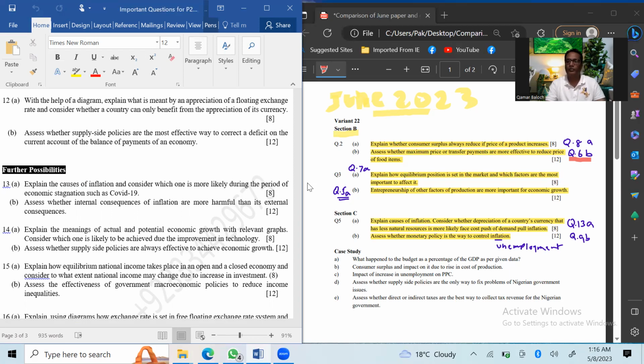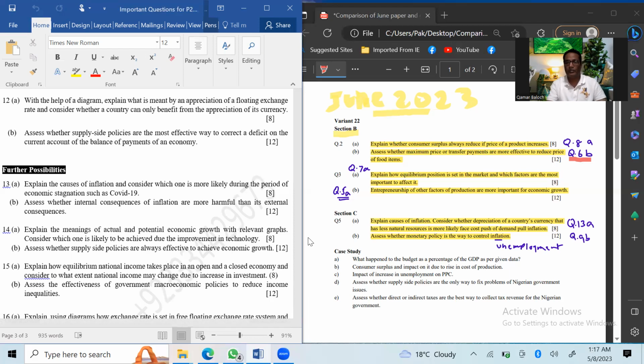So they are more likely to face high cost of production when their currency depreciates. Because when currency depreciates, imports get expensive, and since this country will be more reliant on imported raw material, technology, tools, and everything, it is more likely to face cost push inflation. The next question was: assess whether monetary policy is the only way to control inflation. This question was also given in the guess paper, question number 9, part B.